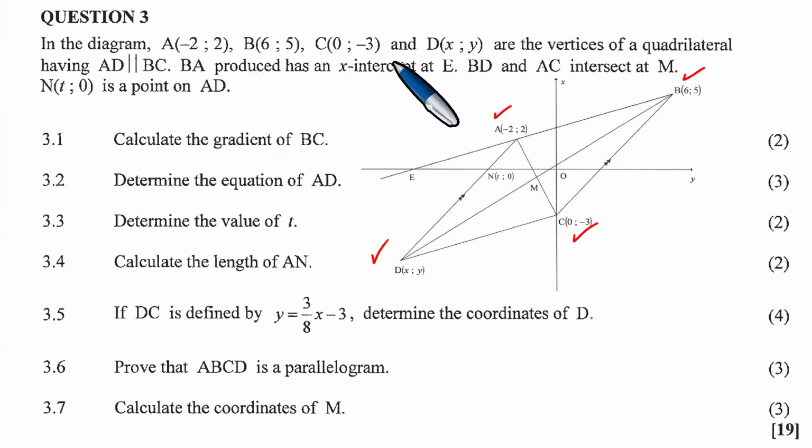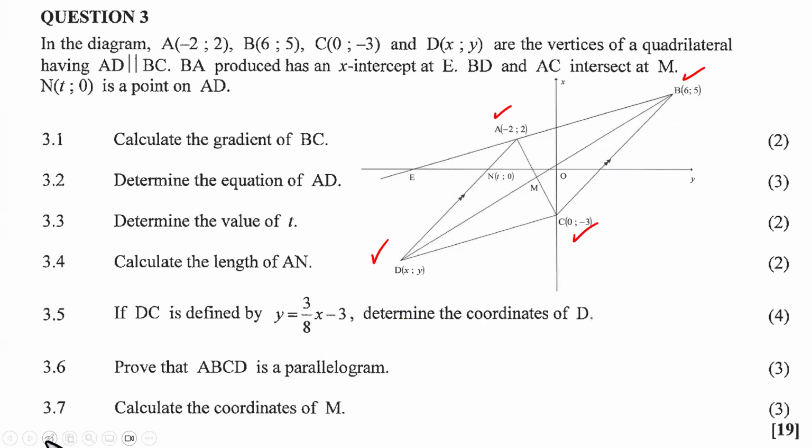BA produces an x-intercept at E. So there is BA that has been extended, and obviously it has been produced. It has an x-intercept at E. Now, BD and AC intersect at M. N with the coordinates T and 0 is a point on AD. Calculate the gradient of BC. So we'd be interested in finding the gradient of BC.